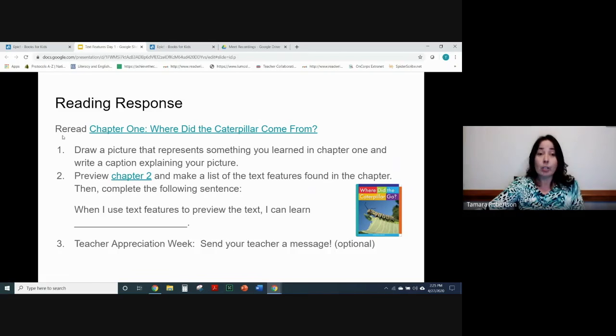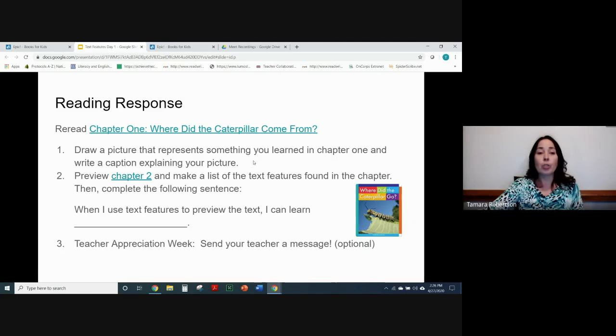The first thing I need you to do is click on this link, and it's going to take you to the book, Where Did the Caterpillar Go? And you are going to reread chapter 1. We just read chapter 1 together, but I want you to read it again on your own. After you read chapter 1 on your own, I want you to draw a picture that represents something you learned in chapter 1 and write a caption explaining your picture. So for number 1, you are creating your own text feature. You are going to create an illustration, and then you are going to write a caption explaining what's happening in your picture.